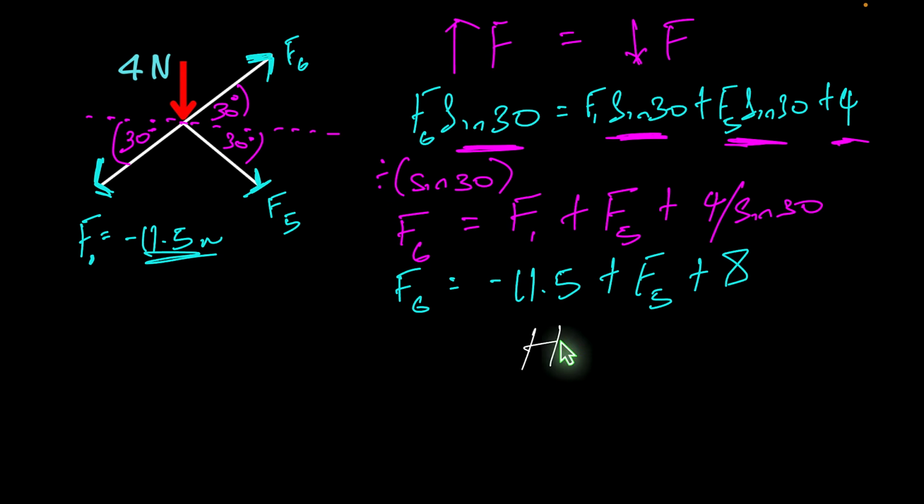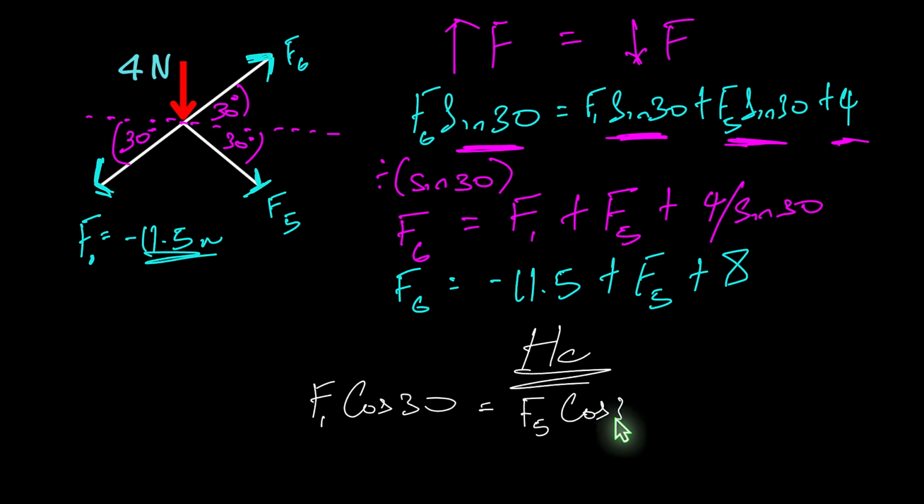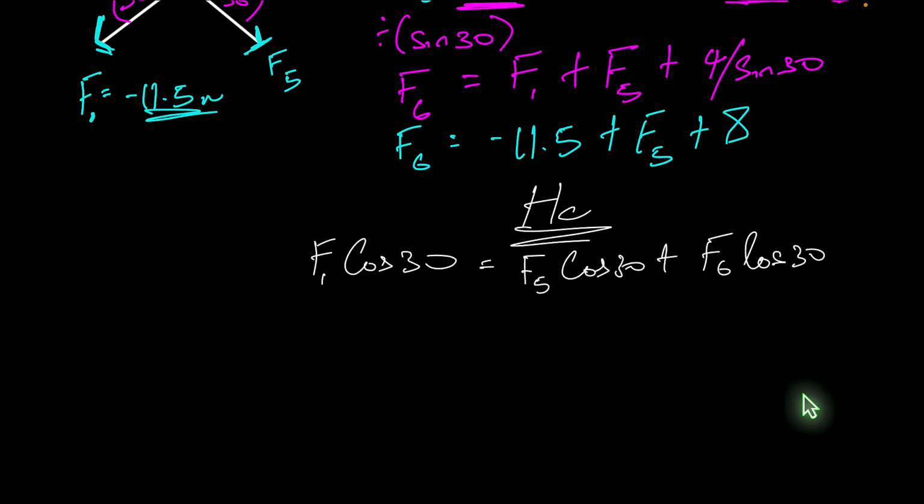So this is now our horizontal force components bit that we're working through. Again, we're going to balance what's going to the left versus what's going to the right. What's going to the left is F1. So we say F1 cos 30, that's the only force that's going to the left. Everything else is going to the right. So the next bit is F5 cos 30, plus F6 cos 30. So those are all the components going to the right.